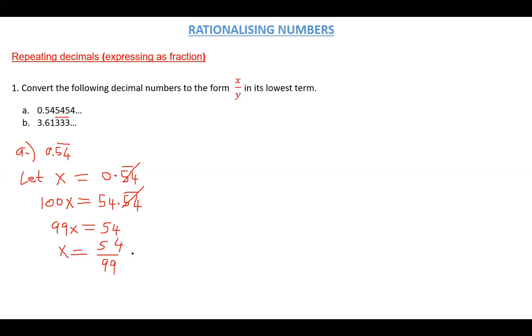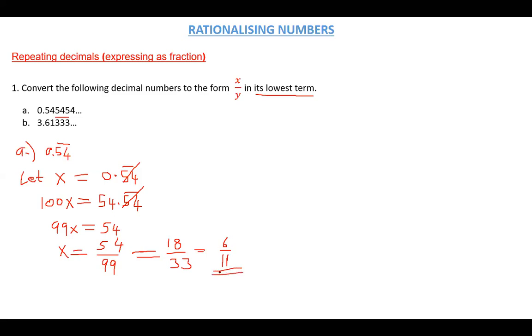But remember what the question says here: in its lowest term. So I have to change this into its lowest term, I have to reduce it. I think 3 can go there. 3 into 54 is 18, 3 into 99 is 33. 3 can still go there: 3 into 18 is 6, 3 into 33 is 11.